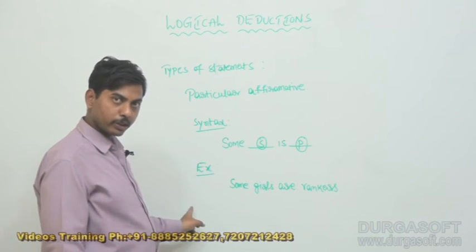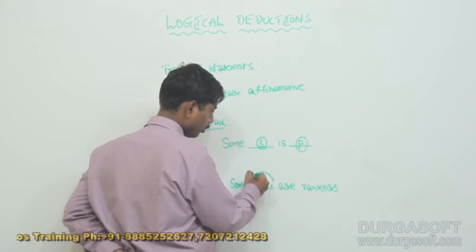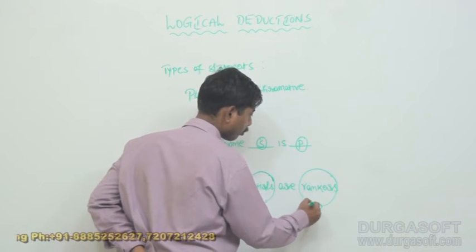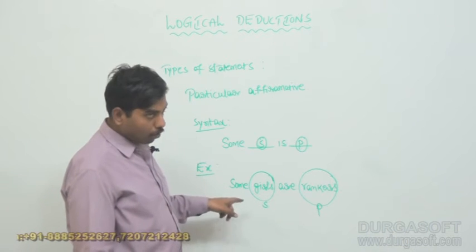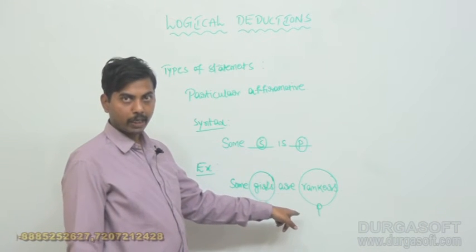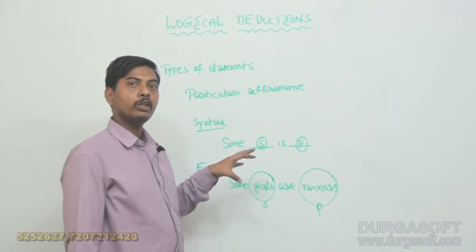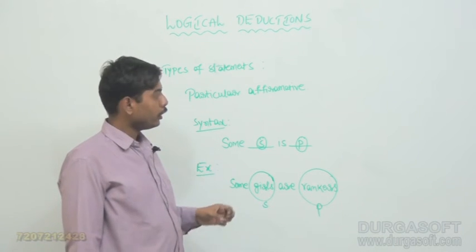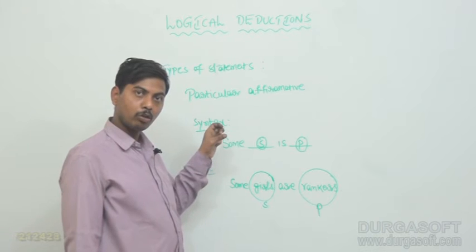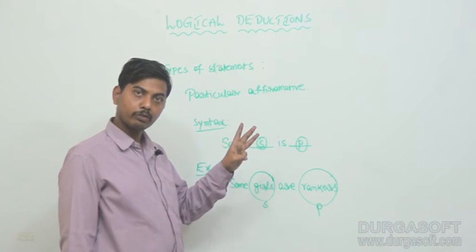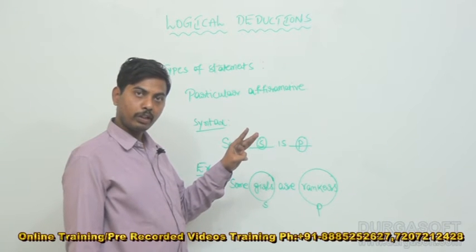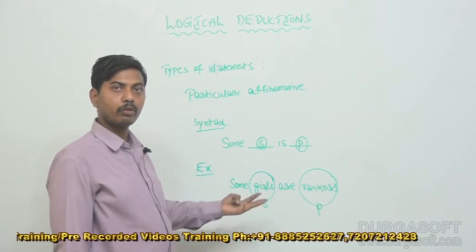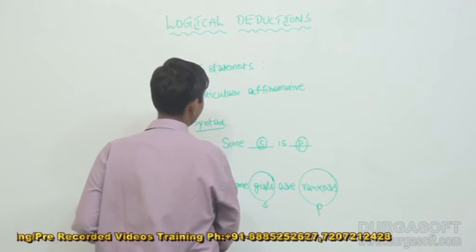So what is the subject here? The subject is girls, and what is the predicate here? The predicate is rankers. So these kinds of statements are particular affirmative. I think you have understood very clearly. Till now we have seen a total of three types of statements. The first is universal affirmative, the next is universal negative, and right now this one is particular affirmative. Let us go for one more statement, which is particular negative.